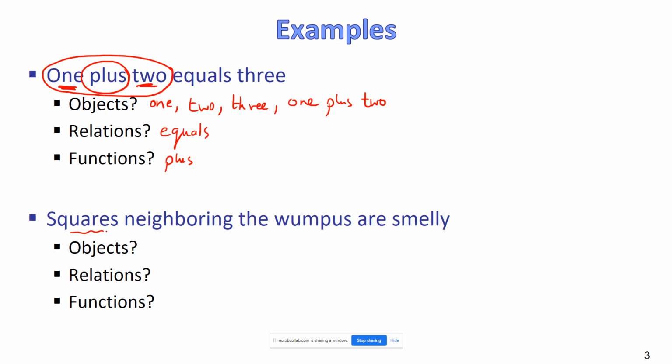We have 3 objects: squares, compass, and smelly is an object. Where is that? No, red was a relation. Yes. Okay, so smelly is not an object. So squares and compass are objects. Okay, anything else?